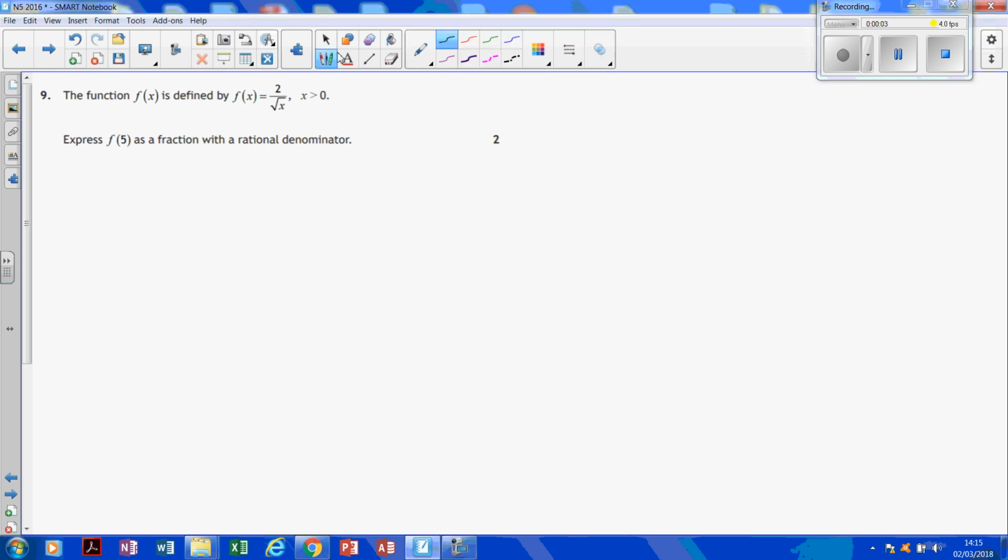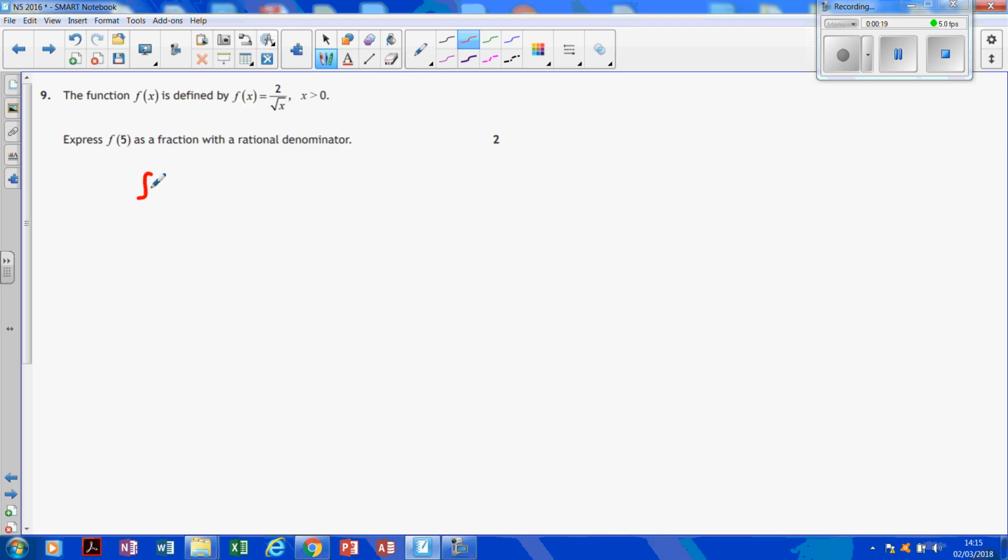A function f(x) is defined by 2 over the square root of x. Express f(5) as a fraction with a rational denominator. So two things going on. We've got to substitute in here, and then we've got to rationalise the denominator.